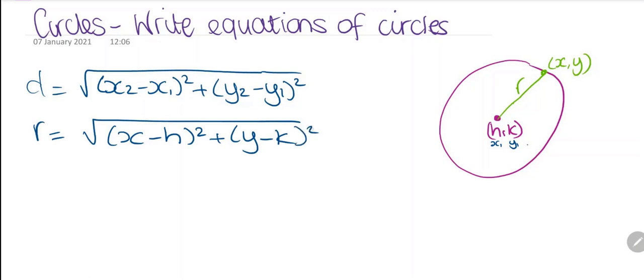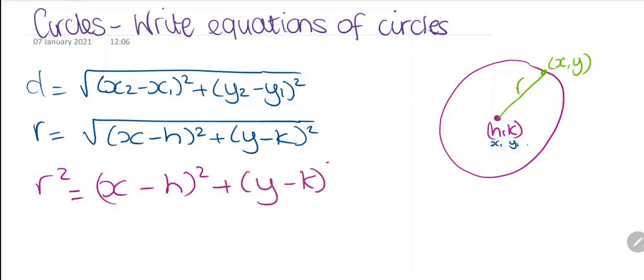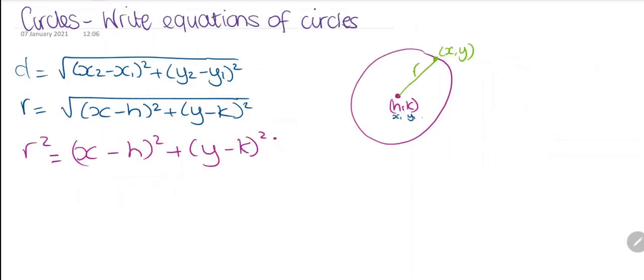So again, we can rewrite this if you want the r squared. So our r squared value, this gets rid of our square root. So we'll have x minus h squared plus y minus k squared. So this is the information we're going to use. So if we sum this up, equations of circles.